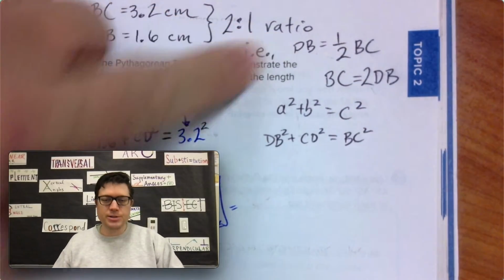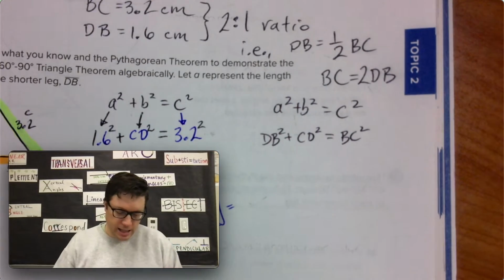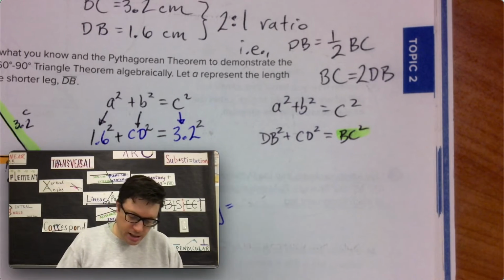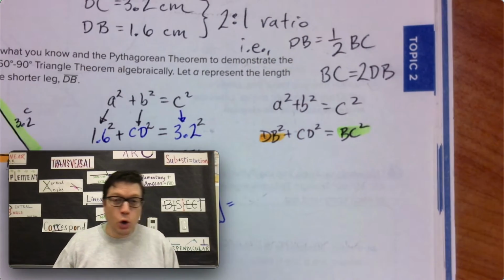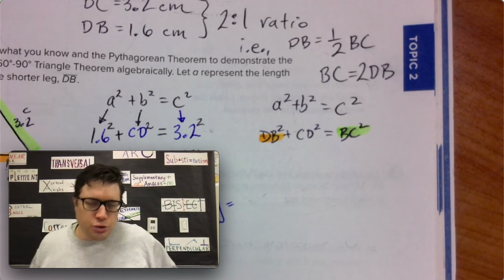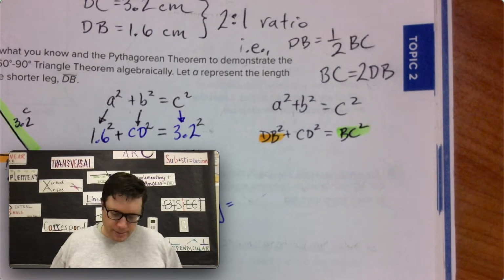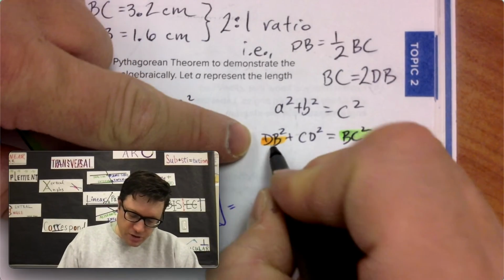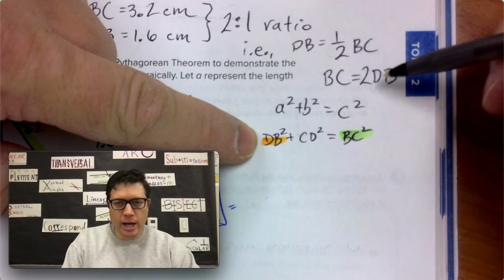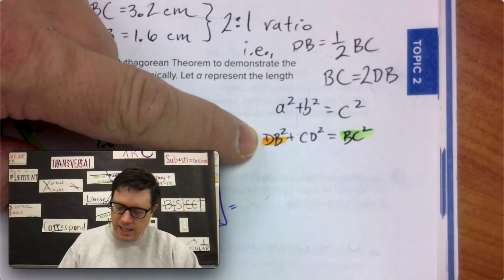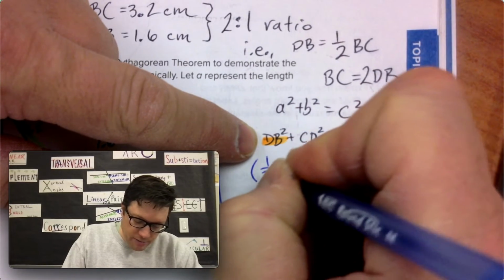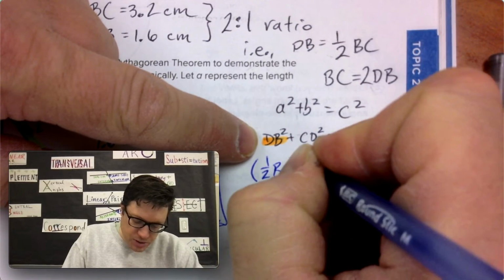These are the letters from the triangle. This is the green edge, BC is green, and DB is orange. And the goal is still to solve for CD, but watch this strange math magic that's going to happen. I'm first of all going to substitute that DB is 1/2 BC. So I'm going to rewrite that instead of writing DB. And it should go in parentheses because there's a square involved.